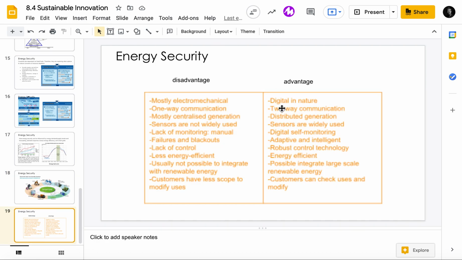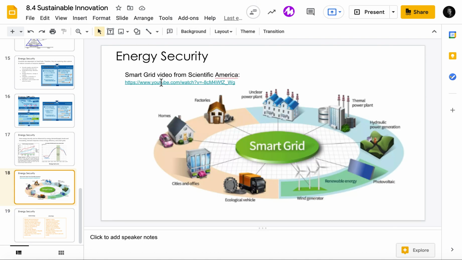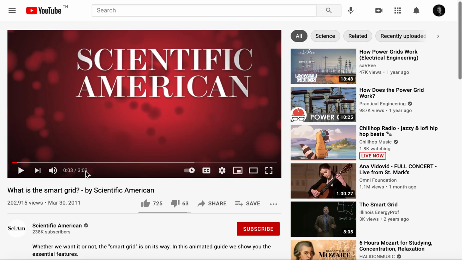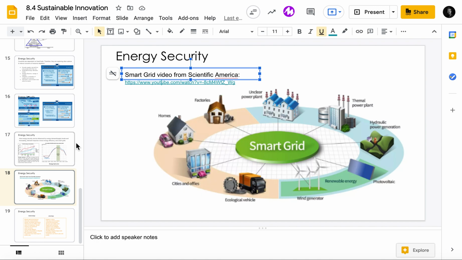So here are some advantages and disadvantages. The big thing is about efficiency. However, it's a little bit difficult to control. Sometimes there are failures or sometimes there are blackouts. So also here, if you want to know a little bit more about the smart grid, there's a nice video, about 3 minutes, so it should help give you a better idea of what the smart grid is.